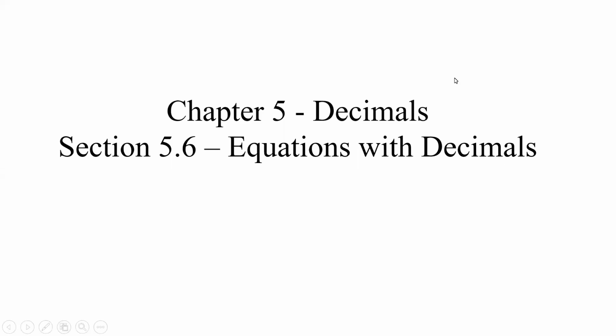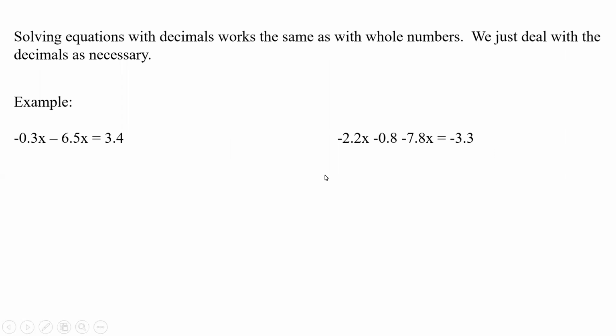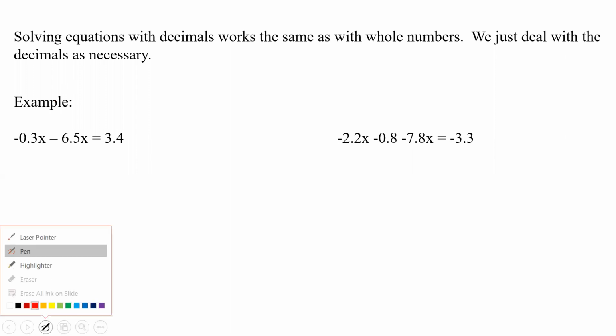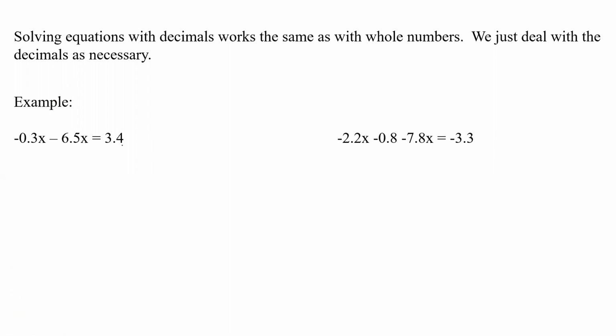Okay, let's do 5.6 today, equations with decimals. So solving equations with decimals works the same as with whole numbers, except you're working with decimals instead of just whole numbers. Let's start and work some examples and go through the chapter that way. What we have here is negative 0.3x minus 6.5x, and that's equal to 6.4.